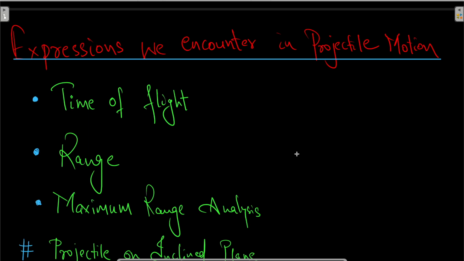So we'll see the expressions we encounter in projectile motion. Those are time of flight, range, and maximum range analysis, and all three we'll repeat in the fourth part, which is projectile on an inclined plane. Theoretically, things remain the same, but we have an inclination, so I'll discuss it, or maybe I'll leave some of them for your own understanding.